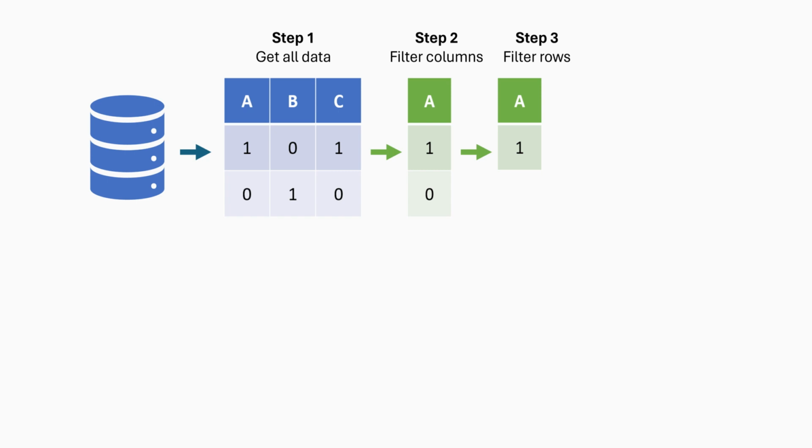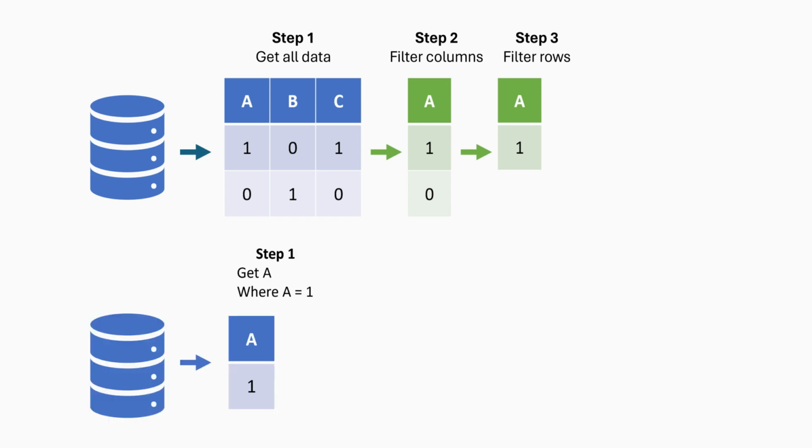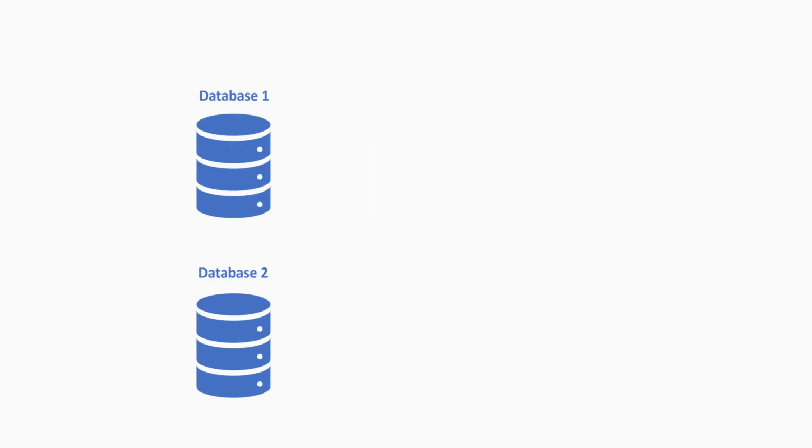In this case, these 3 steps would become one simple query where Power BI asks for data from the database only for column A and where column A is equal to 1. This way, a lot less data has to come into Power BI and a lot more processing is pushed to the server side. Now, query folding gets interesting when you add multiple data sources in.